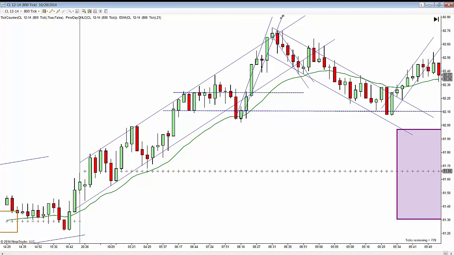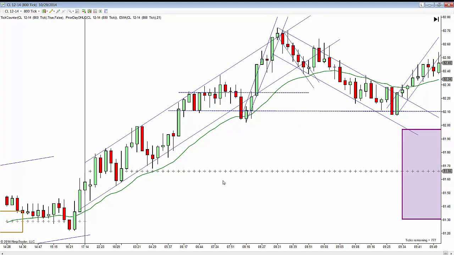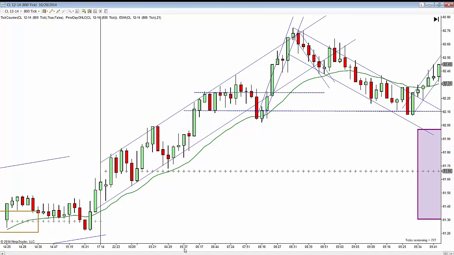The reason you draw a channel is as a visual reference, but you want to see a break of these channels, or you want to see failure back to these areas, just as a visual reference. So these are relatively close, I suppose. These move fairly rapidly. Okay, so we've got the channels.